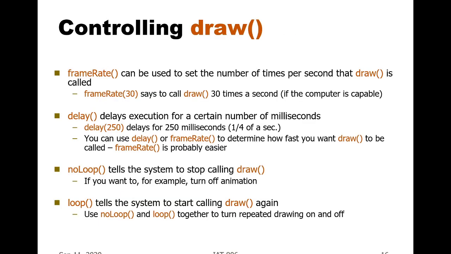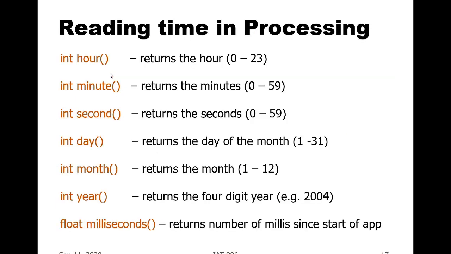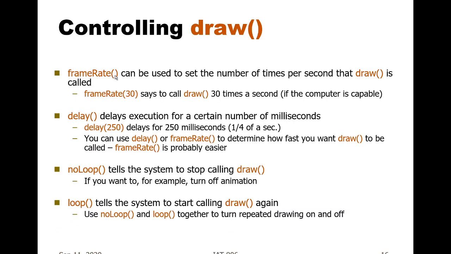Now, I spoke about the rate at which draw is called by the processing system. You can control that, but you do control it indirectly by making calls to other functions. Typically, you would do some of this stuff within the setup method to control, for example, framerate. So framerate can be used to set the number of times per second that draw is called automatically. And so if we were to put framerate 30, what that means is that draw will be called 30 times per second if the computer is capable of doing so, which most computers are.